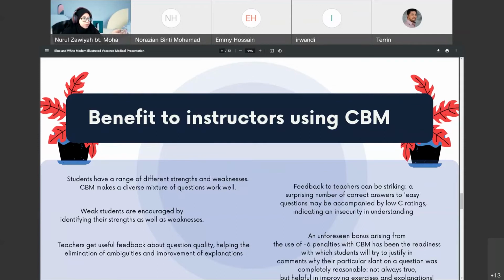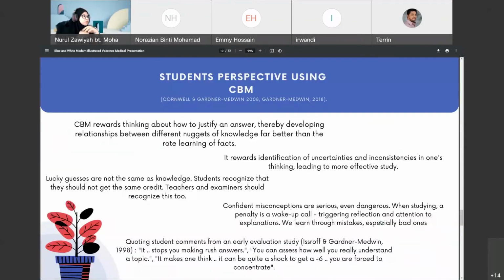And then an unforeseen bonus arising from the use of -6 penalties with CBM has been the readiness with which students will try to justify in the comments why they chose confident with a wrong answer. So probably they will justify themselves on their marks, but it is helpful in improving exercises and justification. Students can make justifications, so they can improve that skill as well. This one is taken from one of Professor Gardner's published papers.